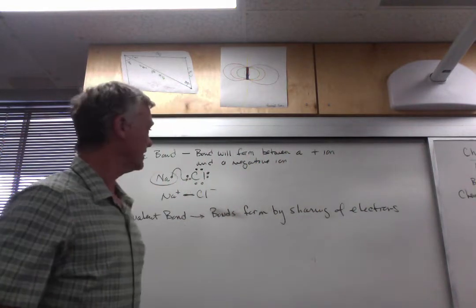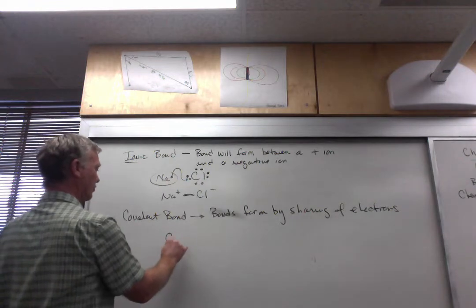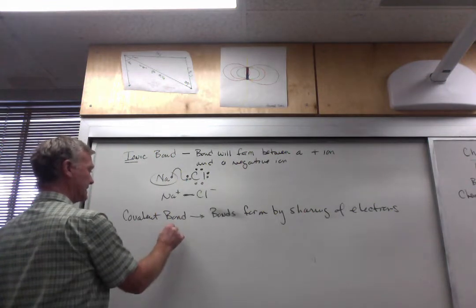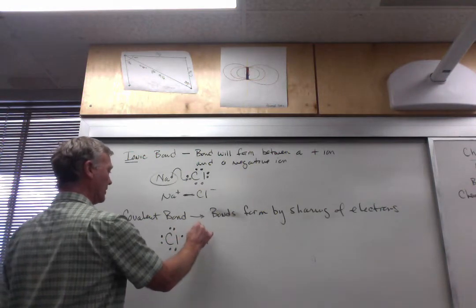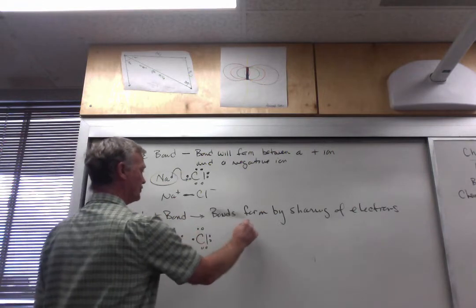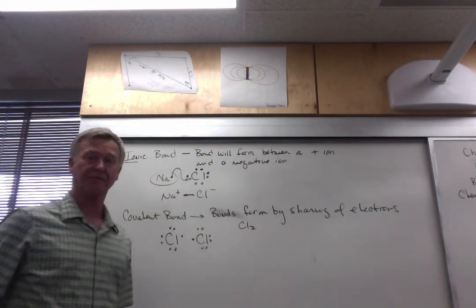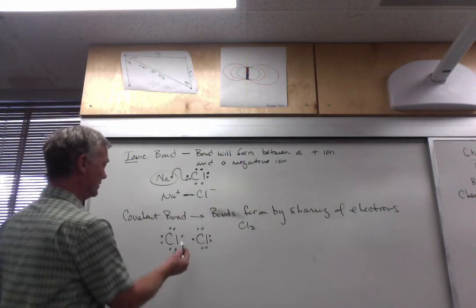Okay. This is actually kind of cool, so let me show you what will happen. Let's say we have chlorine that has 7, and there is another chlorine over here that has 7. And you should know that chlorine is a diatomic element. It forms a little molecule, Cl2. Well, how does it do that? You say, oh, well, it'll do it like the ionic bond.